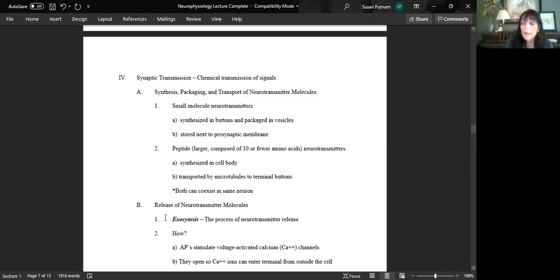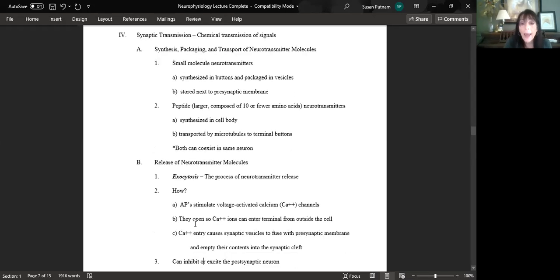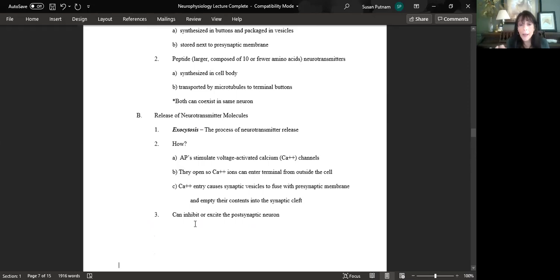But the process of releasing the neurotransmitter into the synapse is called exocytosis. And that should sound familiar: exo, exit the cell, cyto, the process of exiting the cell. So this is no mystery. Again, that's what we call this process, but how does it even happen?